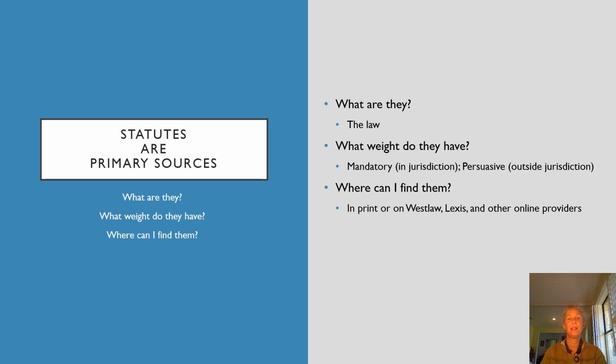So where can I find them? You can find them in print, available in volumes, and we'll look to see what those volumes look like. Or they're going to be on Westlaw, Lexis, and other online providers. They're also free online. Most states have their state statutes available, and the federal statutes are available in places like FindLaw and Congress.gov, even though that's where we find the legislative history. I believe they also have copies of the statutes.